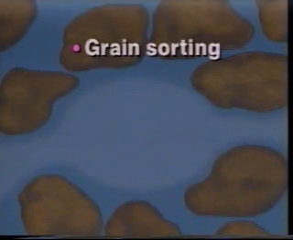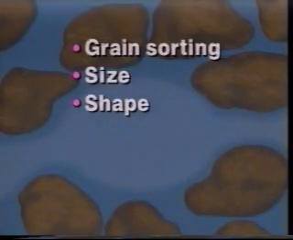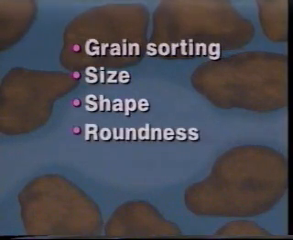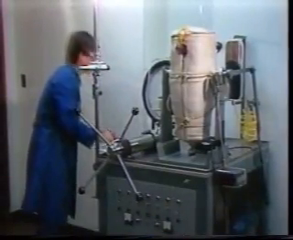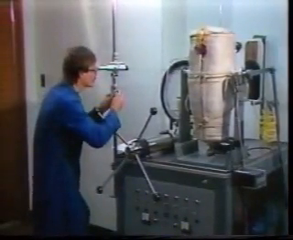The most important factors affecting primary porosity and permeability are textural. They include grain sorting, size, shape, roundness, packing, and grain orientation. Depositional environment, sedimentary structures, and the biogenic activities after deposition are also often important. There have been numerous laboratory experiments over the years designed to evaluate the relative importance of each of these factors.